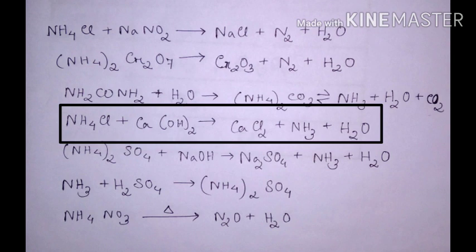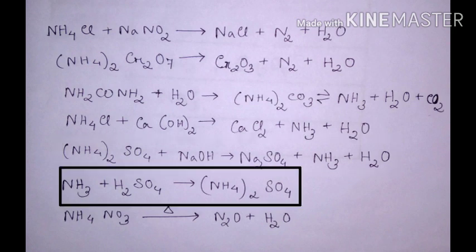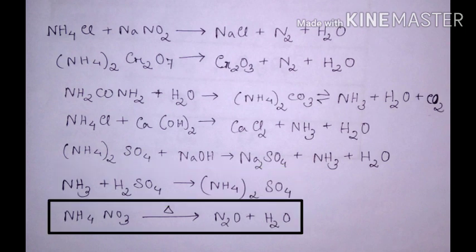This time it is ammonia but not nitrogen like the other reactions. Similarly, in the next reaction between ammonium chloride and calcium hydroxide, we get calcium chloride along with ammonia gas and water. Same is the case with the next reaction. As you can see that the gas produced is ammonia. Then we can see that ammonia reacts with sulfuric acid to form ammonium sulfate, which does not decompose further, but ammonium nitrate decomposes to give nitrous oxide, which is N2O, and water.